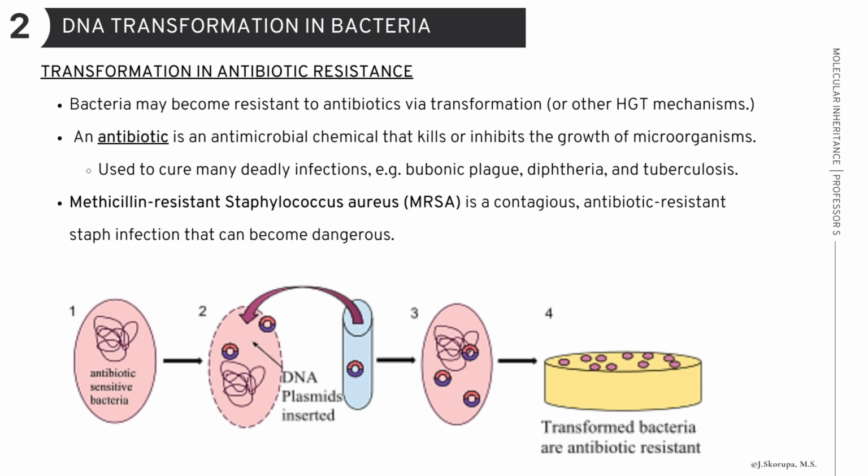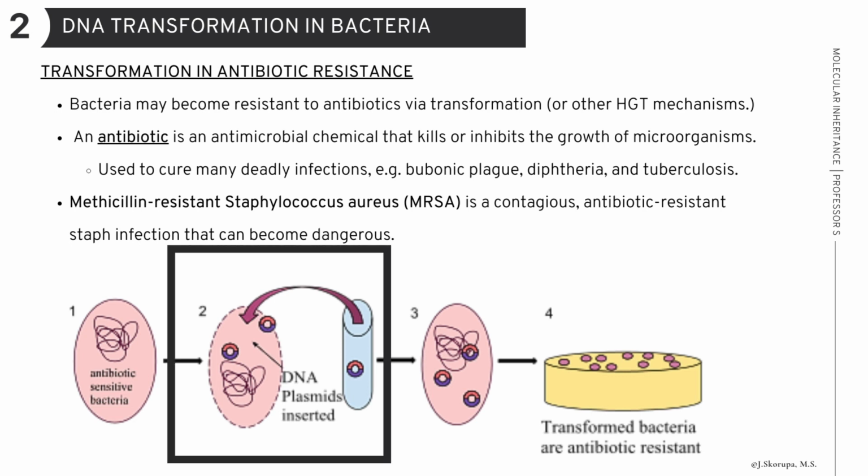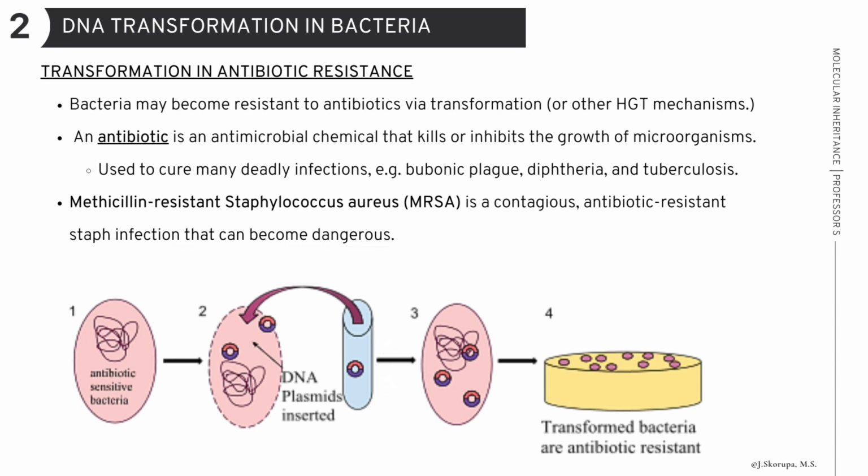In this image, you can see transformation at work. In number 1, we can see an antibiotic sensitive bacteria. In step 2, transformation is occurring. A DNA plasmid is being transferred from one environment, in this case, another bacterium, to the other. In step 3, the transferred plasmid is being read and the proteins made. And these proteins are genes that make the bacterium antibiotic resistant. And in step 4, we have a transformed bacteria culture, which is antibiotic resistant. So now you have a good understanding of transformation.